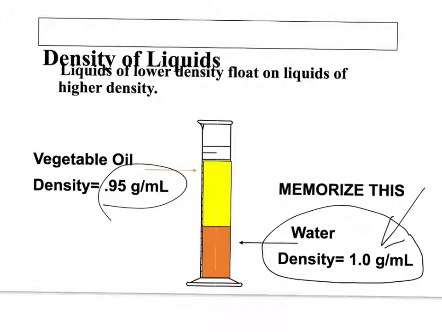So because of this, the oil floats on top of the water. That's why when you see on the news, when they talk about an oil spill or whatever, it stays on top of the water, it does not sink down, and that's because it is less dense than the water.